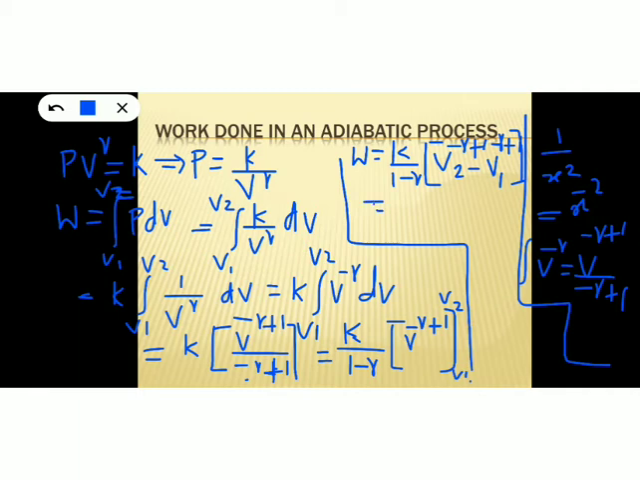Here, just bring these two terms to the denominator. So equal to K by 1 minus gamma into V2 raised to minus gamma plus 1 can be written as 1 by V2 raised to gamma minus 1. Similarly, minus V1 raised to minus gamma plus 1 can be written as 1 by V1 raised to gamma minus 1. So now this is the expression for work done.